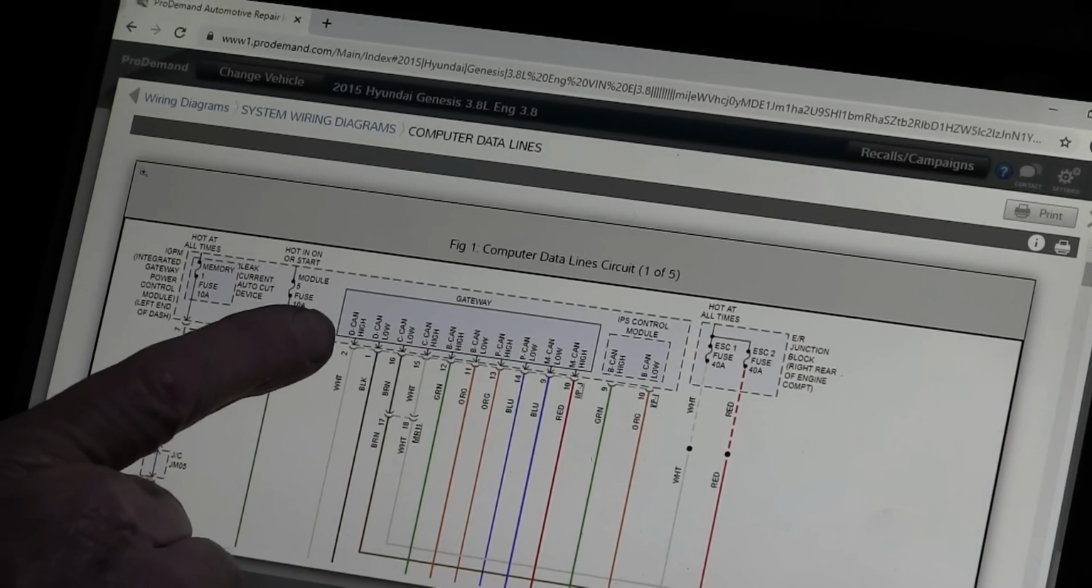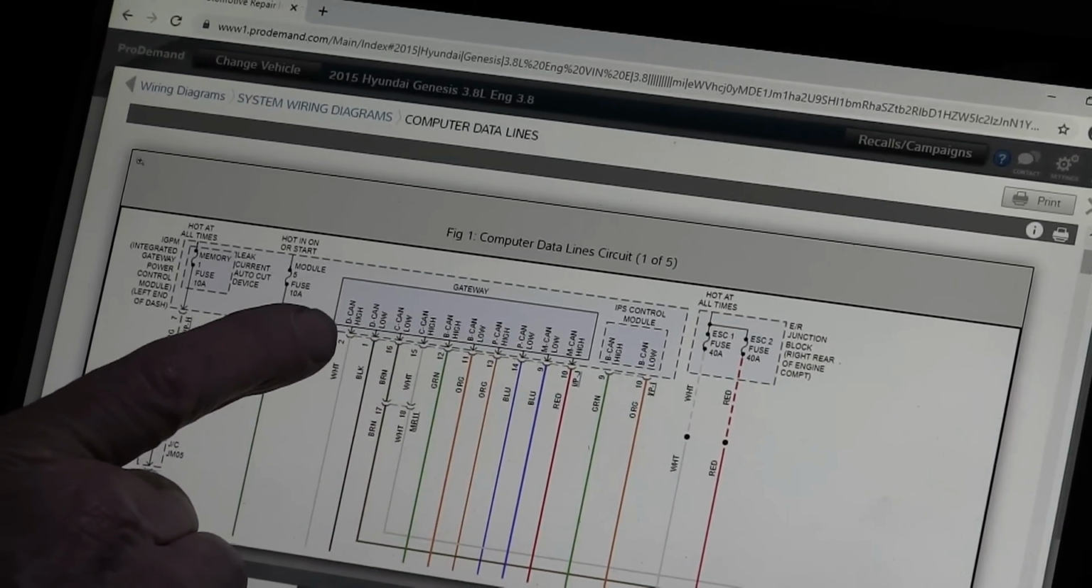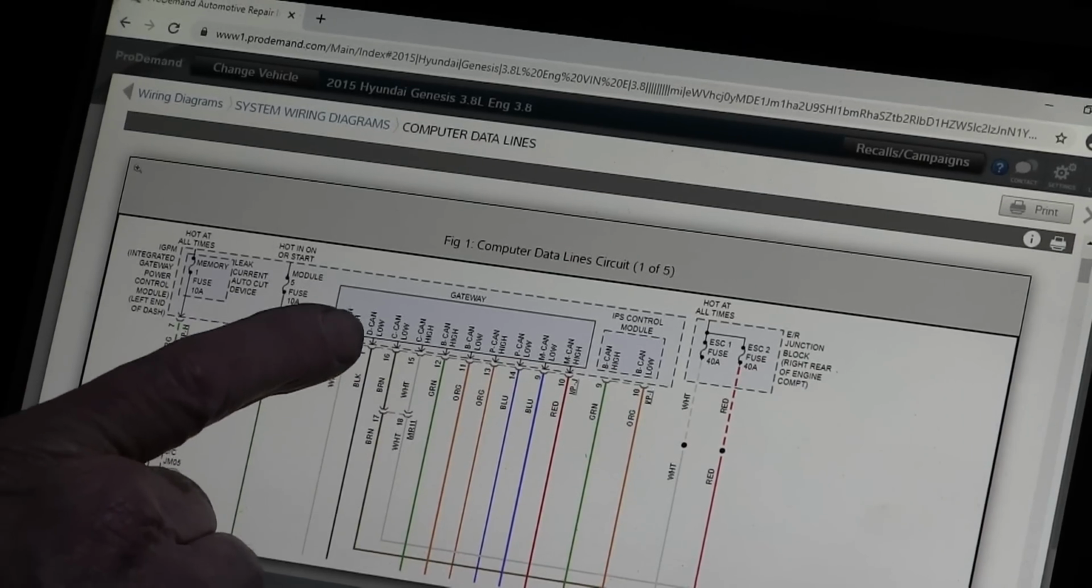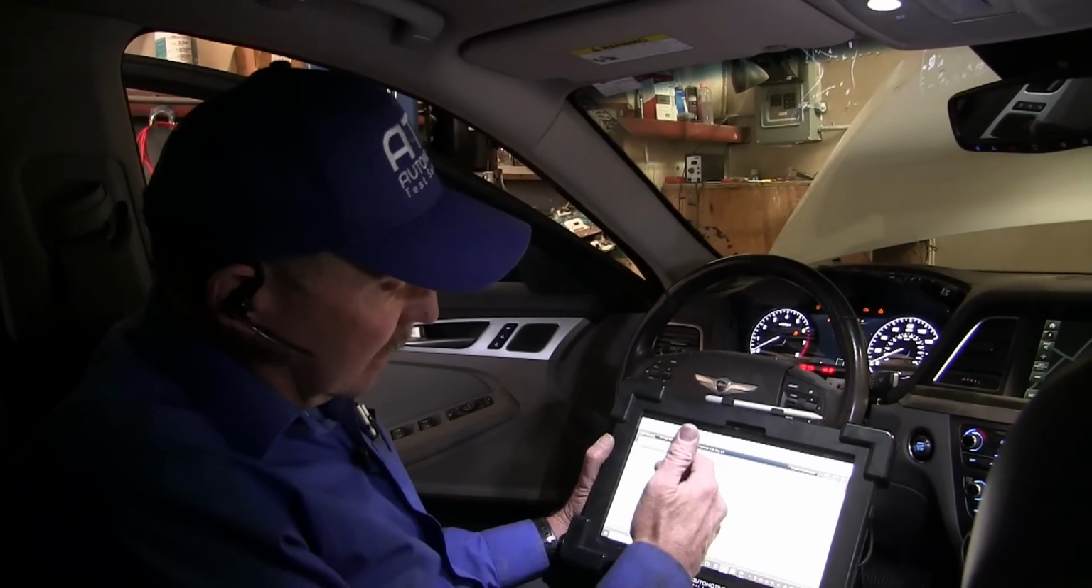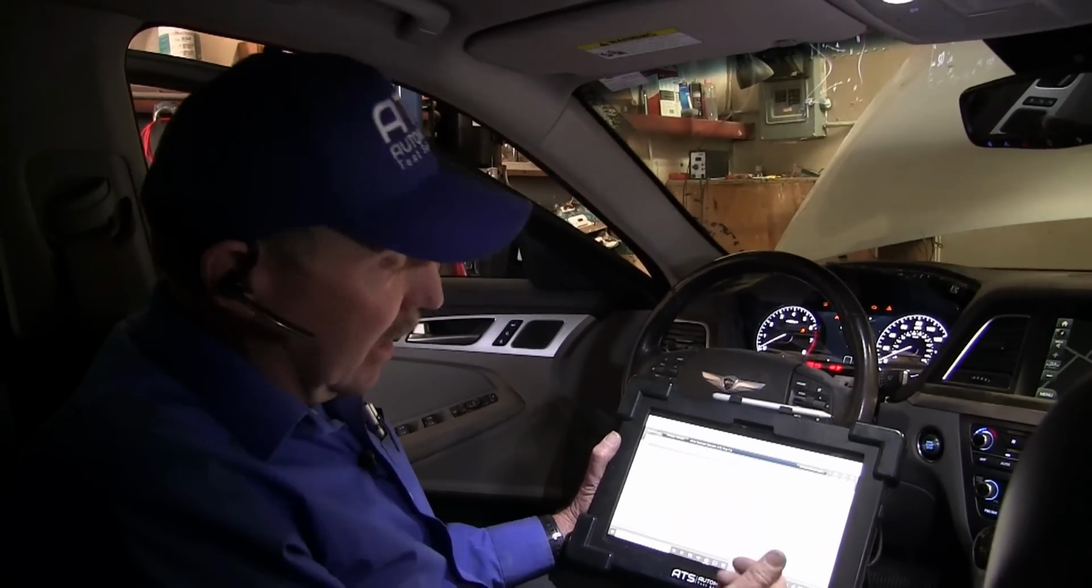Now I want to show you, see where this white and black go in? They go to a DCAN high and DCAN low. And the DCAN means it's diagnostic on CAN. Now, diagnostic CAN is a way that I can separate the DLC from the interface.